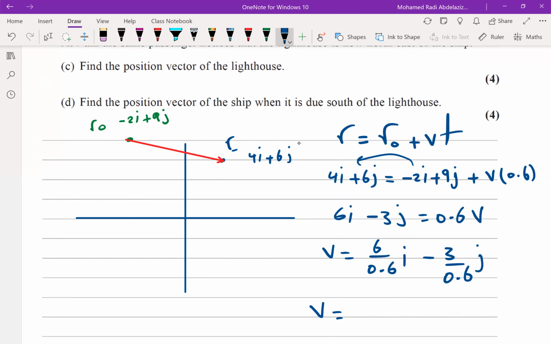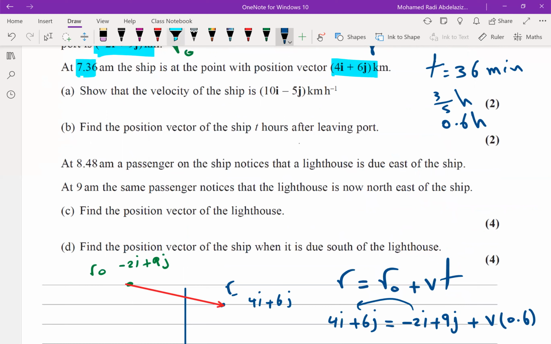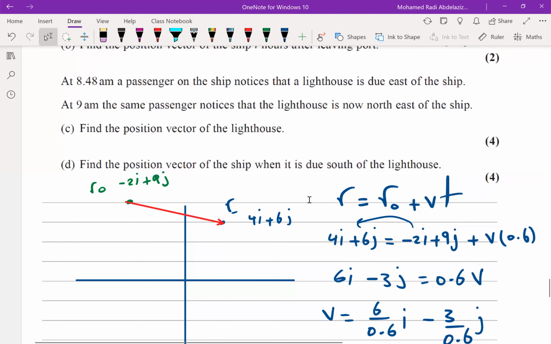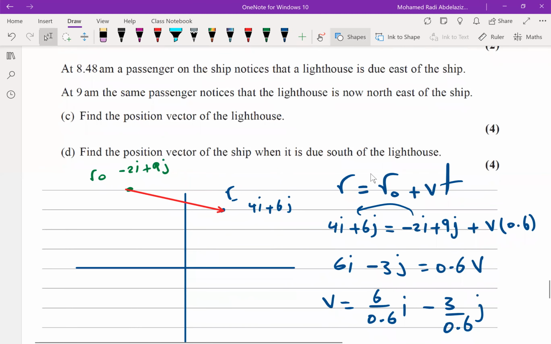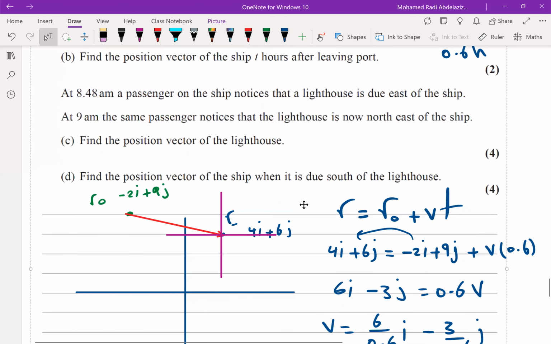So 6 divided by 0.6 gives 10i, and minus 3 divided by 0.6 gives -5j. This is part A. It asked you to show that the velocity is 10i - 5j. So now if we start again and change the position, we consider this value the initial one, and the direction of the velocity is 10i - 5j.